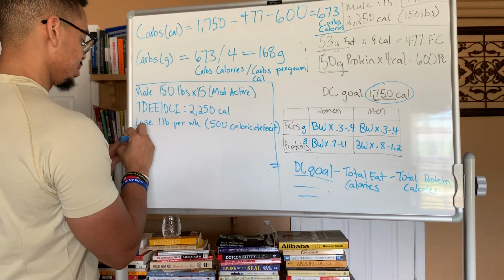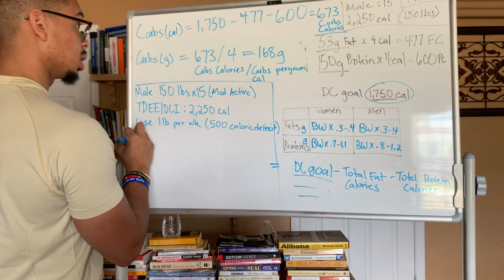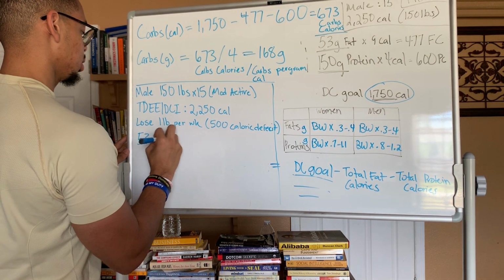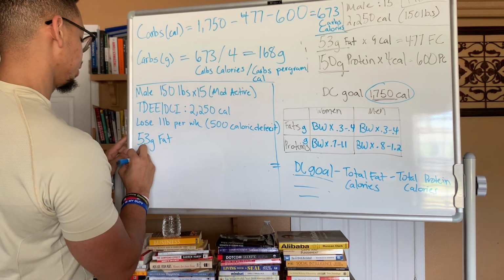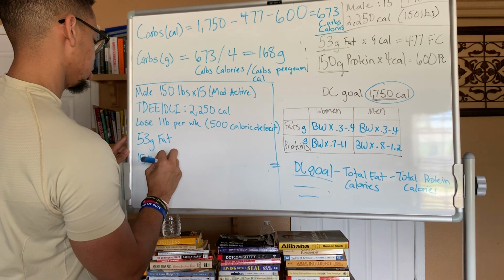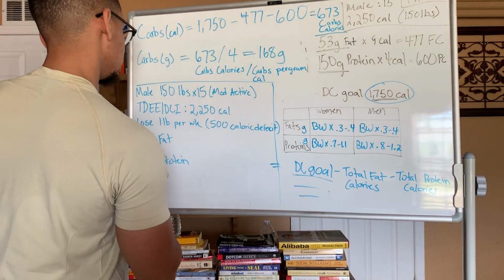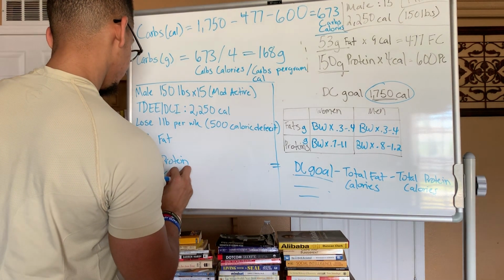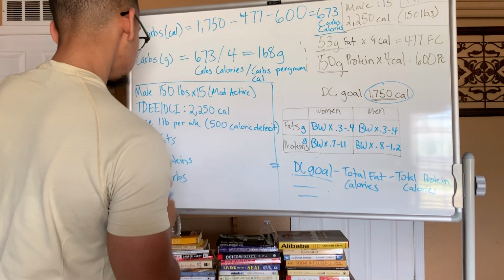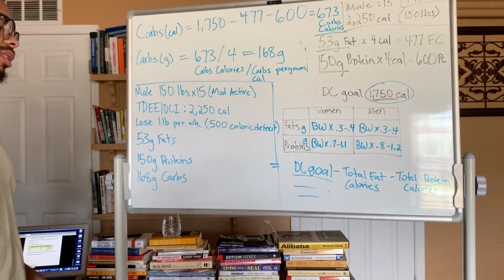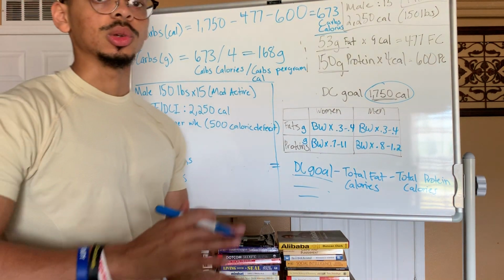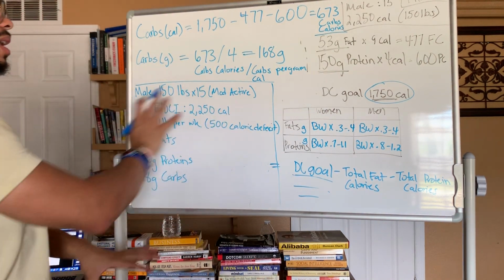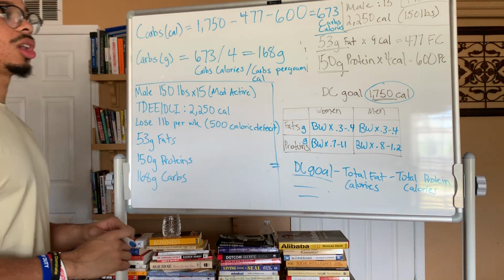And the amount of grams he would need to consume is 53 grams of fat, 150 grams of protein, and 168 grams of carbs. This is what he would need to consume on a daily basis to reach his physique goals, lose 1 pound per week, get as lean as possible and lose body fat. This is what I would recommend for someone in this position. Hopefully all of this made sense.